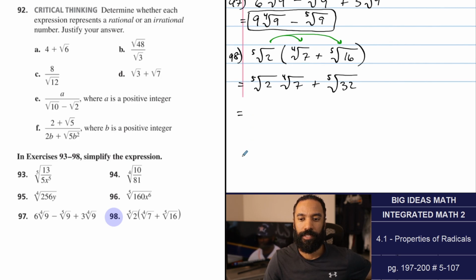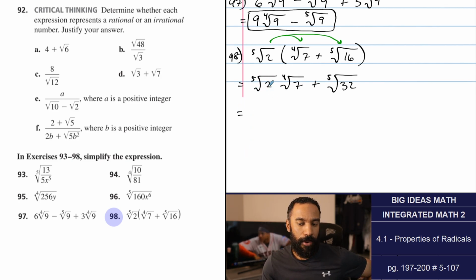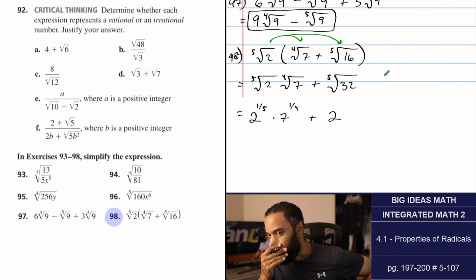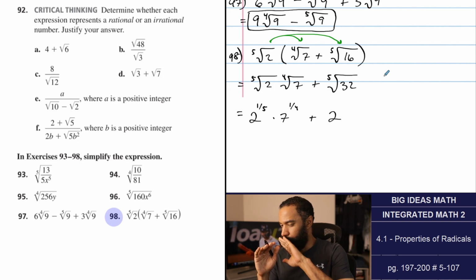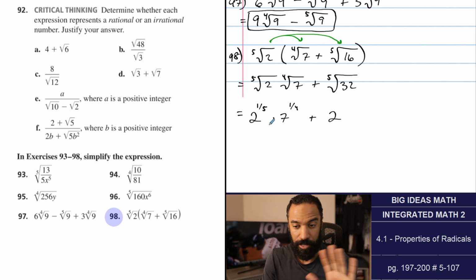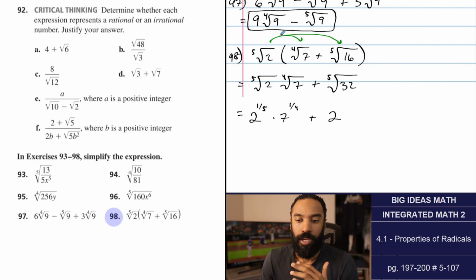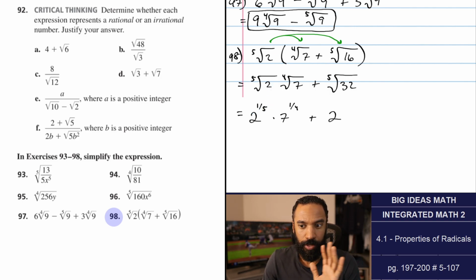So you get, and I want to speak a little bit more on this. The 5th root is 2 to the 1/5 power. The 4th root is 7 to the 1/4 power. I'm going to change these back. I just want to explain something there. Plus 2. They have different bases. There's nothing I can do with the exponents to add them or anything. I just want to reaffirm that and show that there's nothing I can do. So they stay separate.